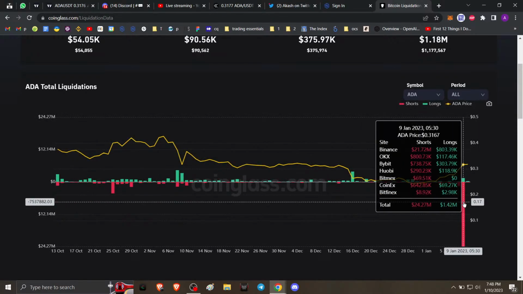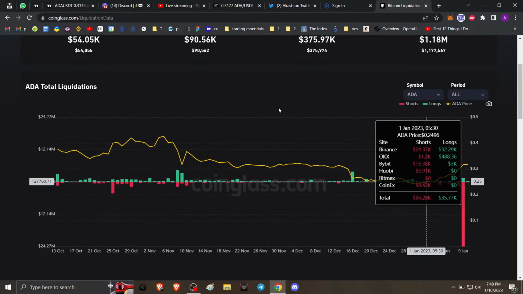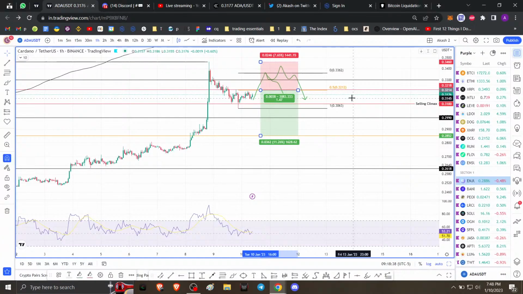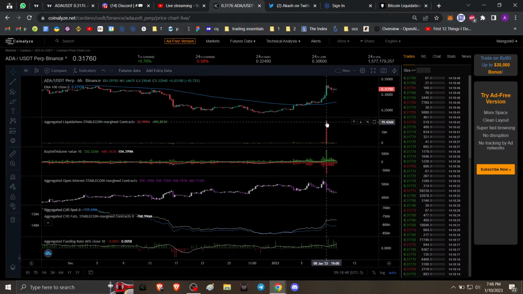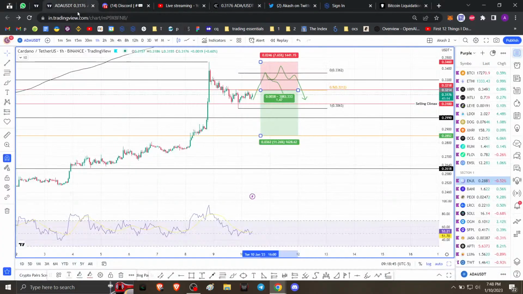Holy shit, it is true. 20 million shorts? Are you kidding me? I think it happened because of this particular run up at 9 o'clock. Yeah, I think it happened perfect. Wait, what? Yep, at 7 o'clock basically.